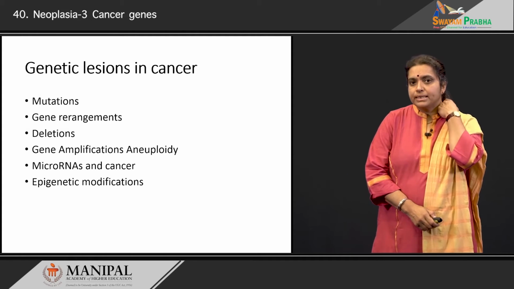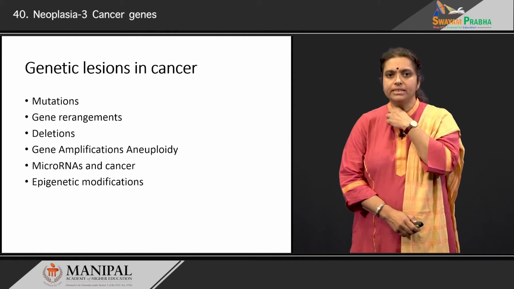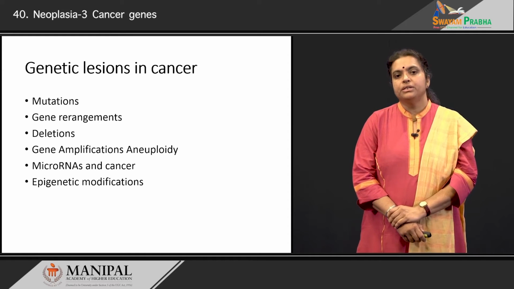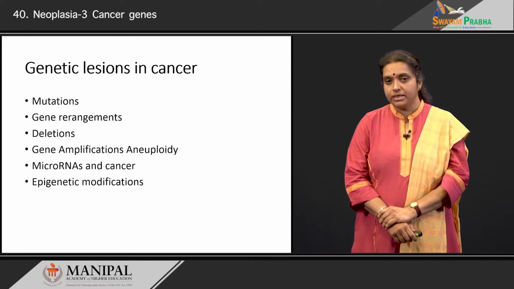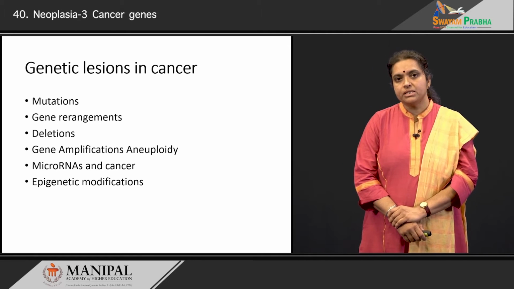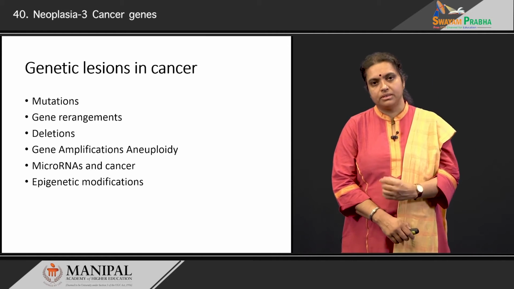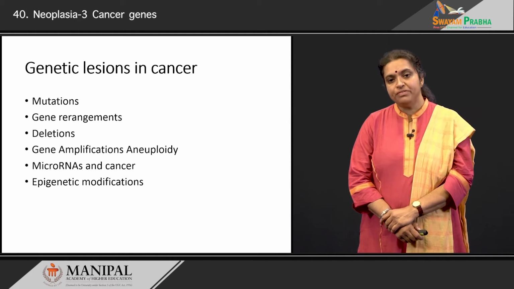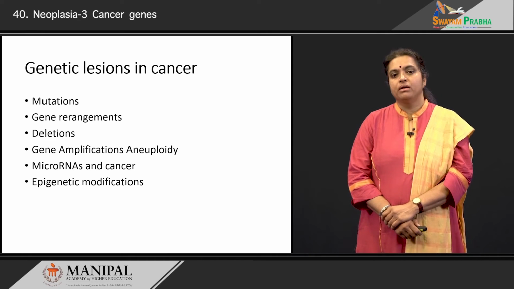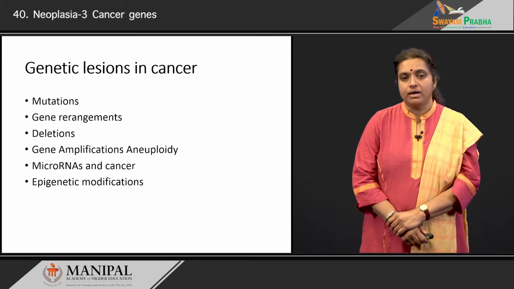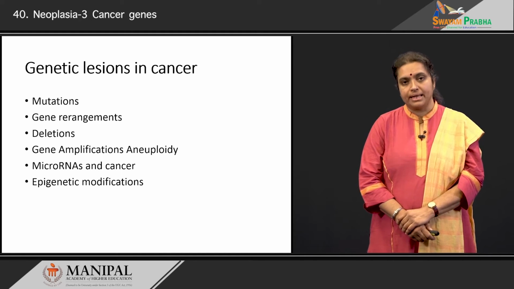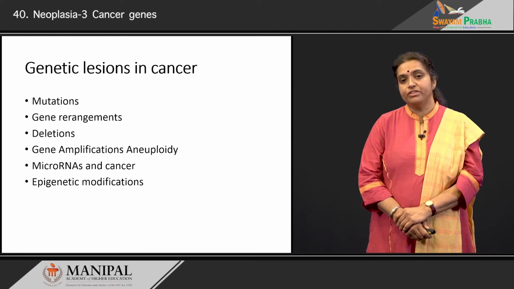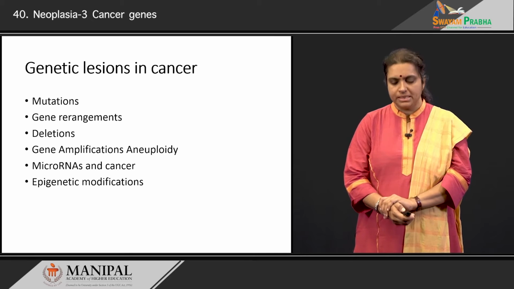Right. So, those are the two kinds of mutations, and what are the actual genetic lesions that can occur apart from mutations? You have mutations, you have gene rearrangements, you can have deletions of the genes or even a certain length of chromosomes. You can have genetic amplifications, you can have aneuploidy. We also know that microRNAs play an important role in carcinogenesis. And finally, we can have epigenetic modifications. Now, we will go into each of these very briefly.